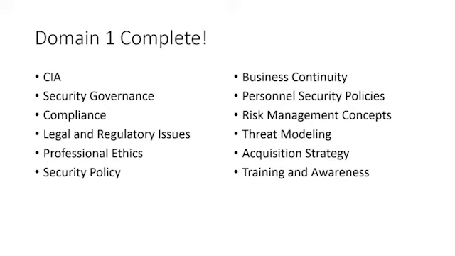We talked about professional ethics and the ethics that we need to follow for becoming a CISSP. We talked a lot about security policies and our business continuity plans. Remember, we talked about the business impact analysis as well. We talked about the personnel security policies, risk management concepts, threat modeling, and looked at the different types of threats that we could have, our acquisition strategy, and then finally, our training and awareness.